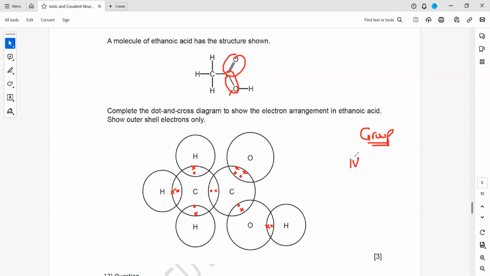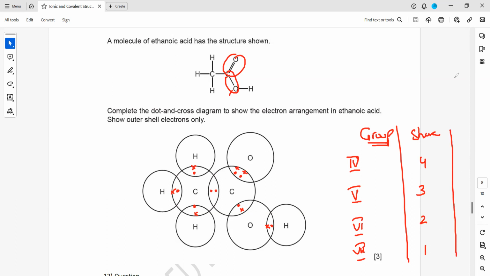If an element belongs to group four, a non-metal can belong to group five, it can belong to group six, or it can belong to group seven. So with reference to the group number, you will know how many electrons it will share. Group four shares four, group five shares three, group six shares two, group seven shares one. And how many unshared will there be? Zero for group four, two for group five, four for group six, and six for group seven. So unshared electrons are always an even number: zero, two, four, six.